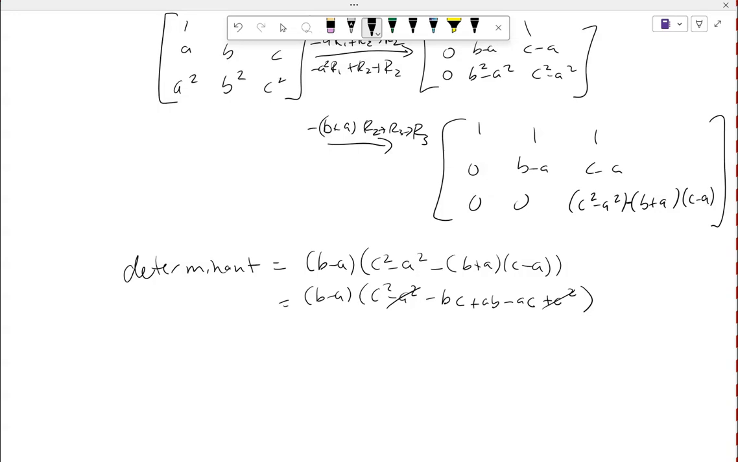Notice that if I factor out, in this first term here, I could factor out a c, and I'm left with c minus b. And if I factor out a negative a in the second pair, I'm left with a c minus b again. So then this completely factors as b minus a times c minus a times c minus b. I did factor by grouping in that last piece.